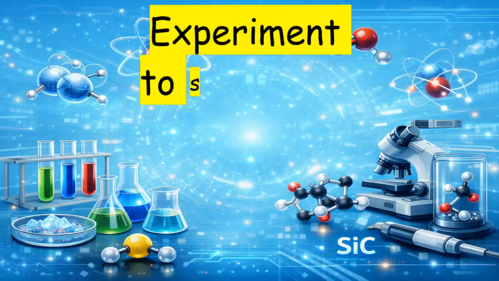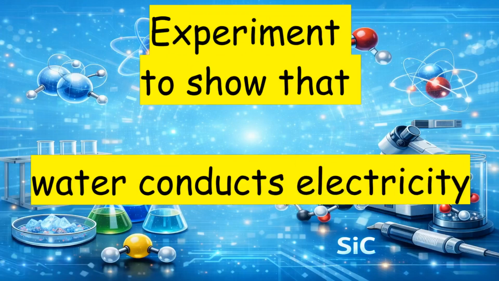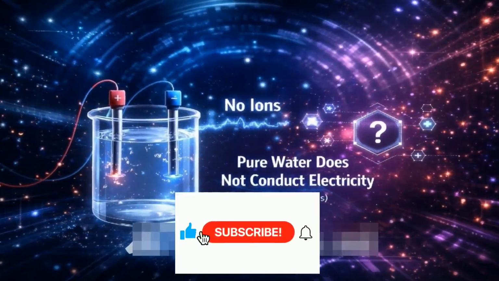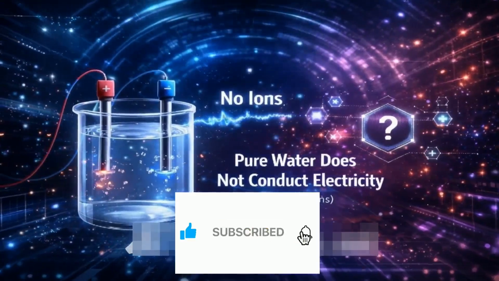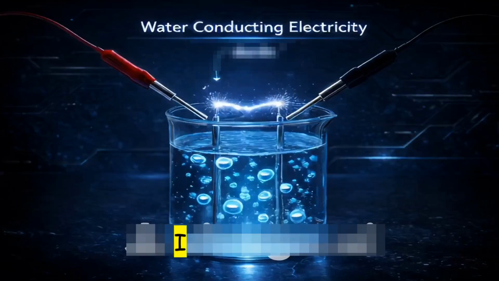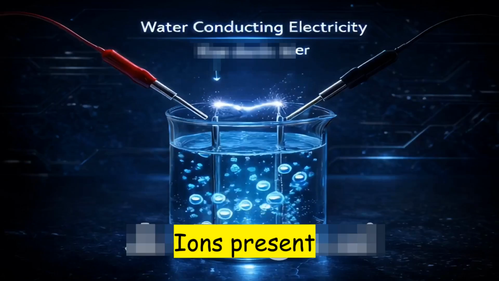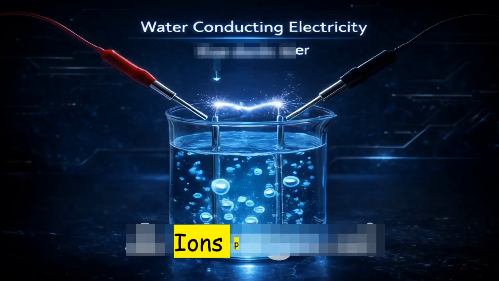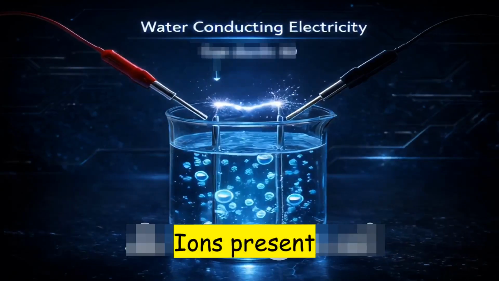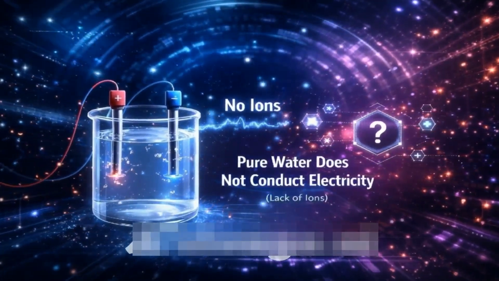Let's look at an experiment to show that water conducts electricity. Take note that water is a covalent compound, and covalent compounds do not conduct electricity. So why does water conduct electricity? Water conducts electricity because of some ions that have dissolved in it. This means that pure water, which is water without any impurity or ions, will not conduct electricity. Stay tuned and watch the video that follows.